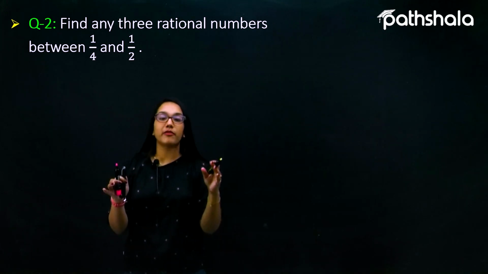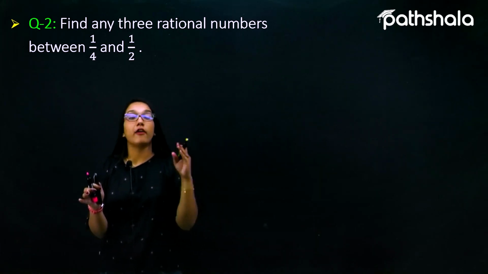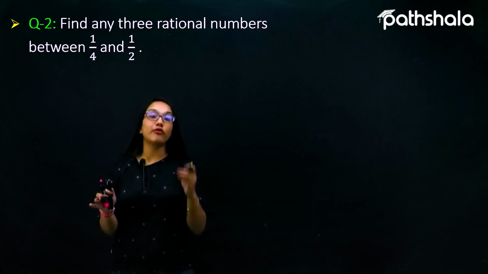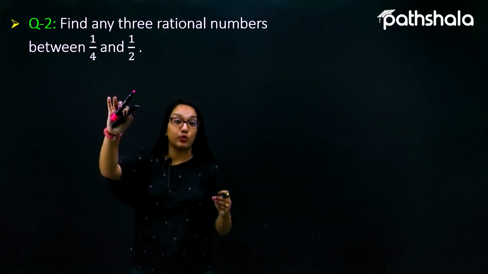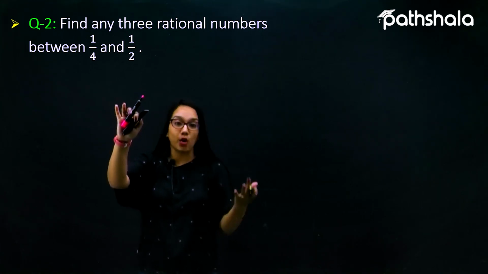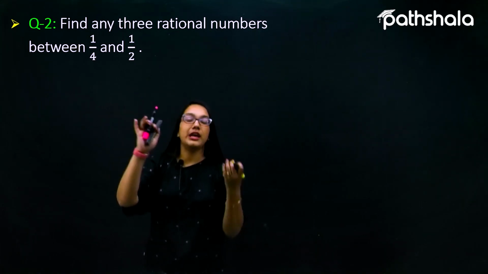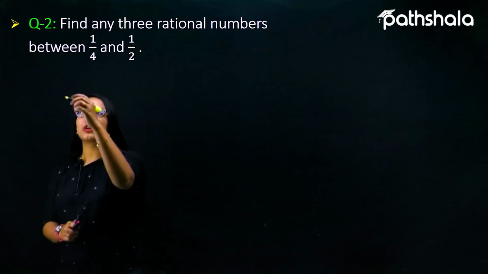So always remember, for such kinds of questions in which you have two rational numbers of the form p by q, like this over here, 1 by 4 and 1 by 2, you have to follow some other concepts of finding the rational numbers. Let's just start the solution of this particular question.